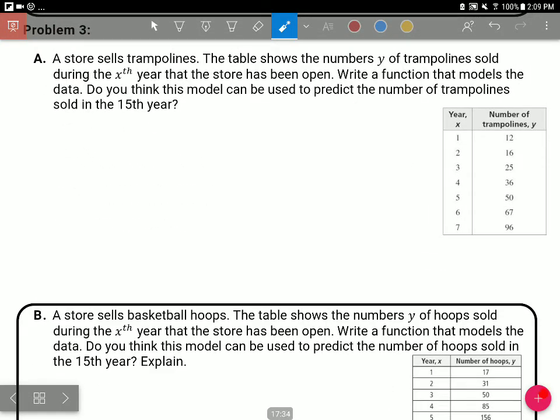A store sells trampolines. The table shows the numbers y of trampolines sold in the next year. So basically, in year 1, how many trampolines do they sell? What about year 4? 36. Good. Write a function that models the data. Do you think this model can be used to predict the number of trampolines?